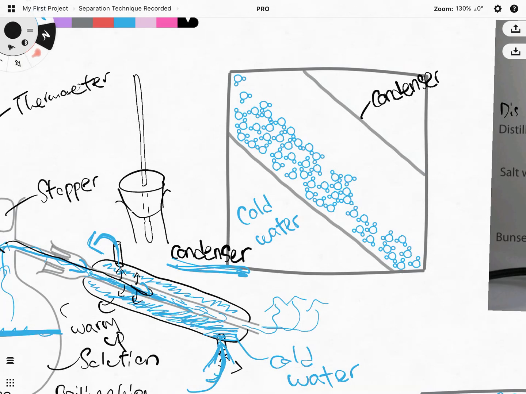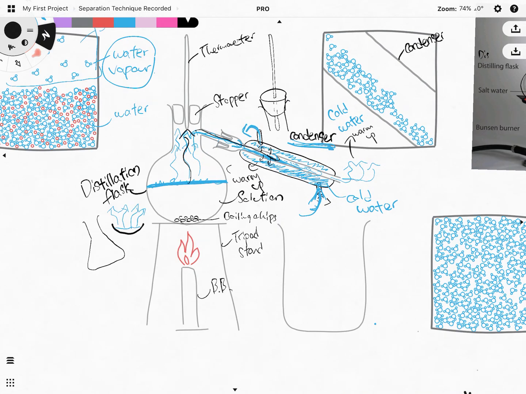Okay, and as we said earlier on, as a result, this cold water will warm up on the outside. But that's fine. It will be replaced with new cold water coming in from the lower tube. Okay, so as the water molecules condense, they will start to drip out from the condenser. And that's great. Now I have pure solvent going into this beaker.